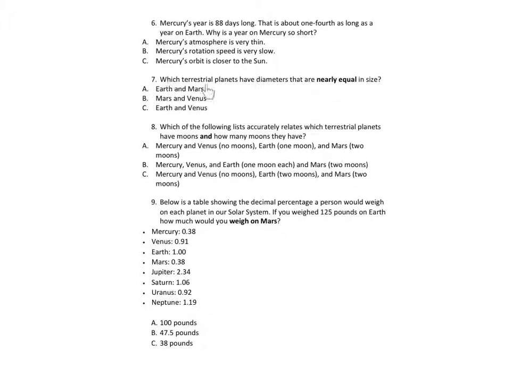Number 7. Which terrestrial planets have diameters that are nearly equal in size? A. Earth and Mars. B. Mars and Venus. C. Earth and Venus.